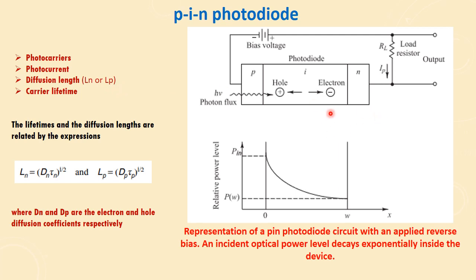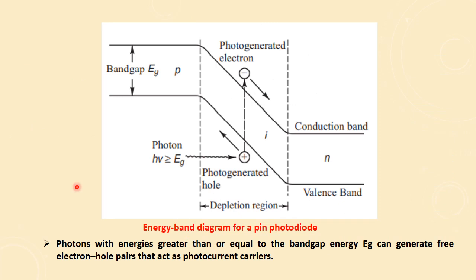In a similar way, there is a movement of minority carriers towards the positive and negative terminals. The time taken by the minority carrier we call the carrier lifetime. Now by combining the diffusion length and carrier lifetime, we can write the relationship between lifetime and diffusion length for both holes and electrons. This is the formula we use to relate carrier lifetime and diffusion length. Next comes the energy band diagram of the pin photodiode.